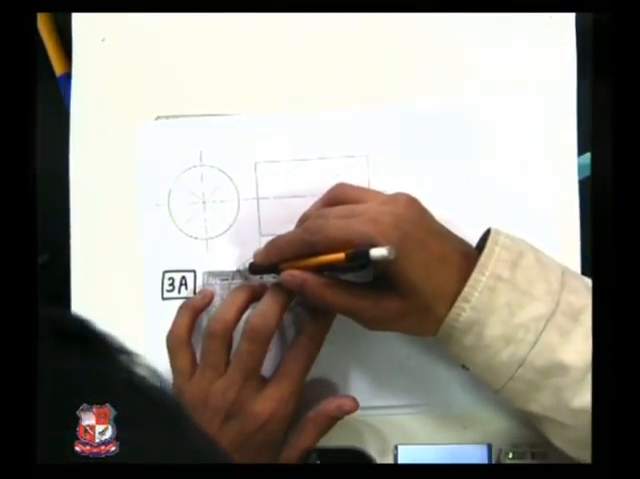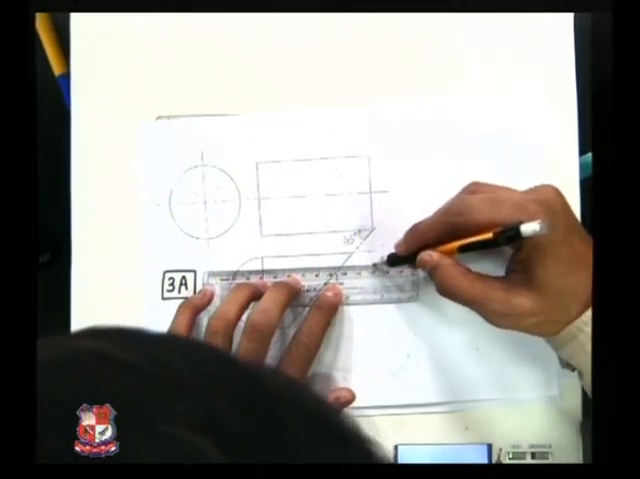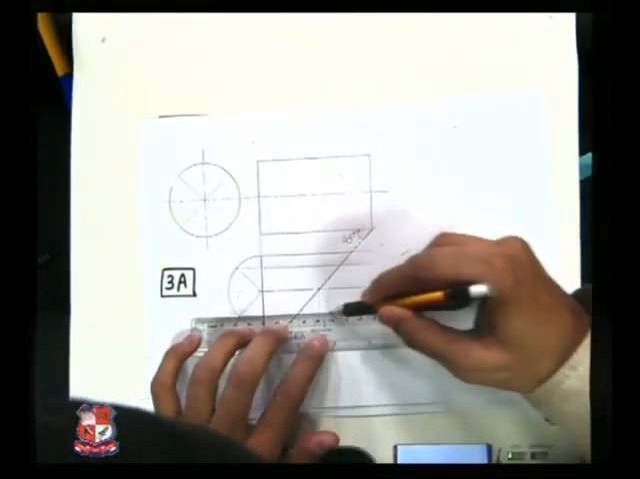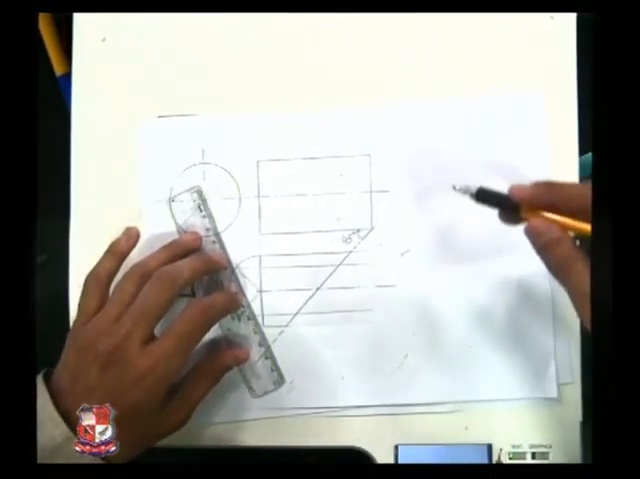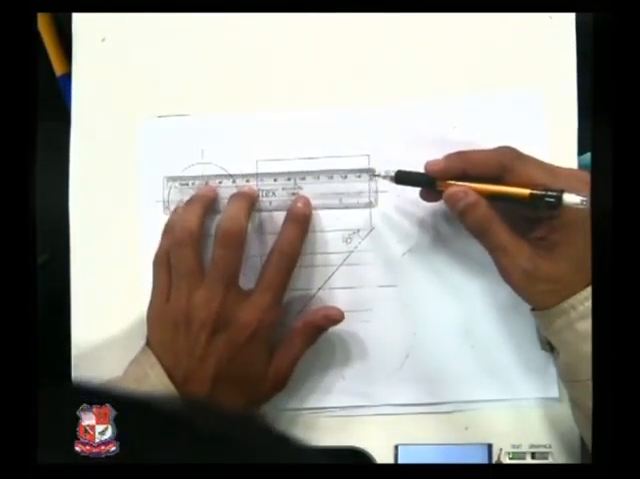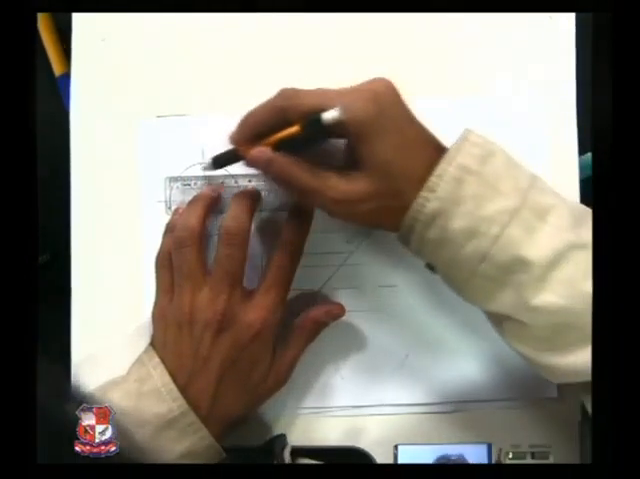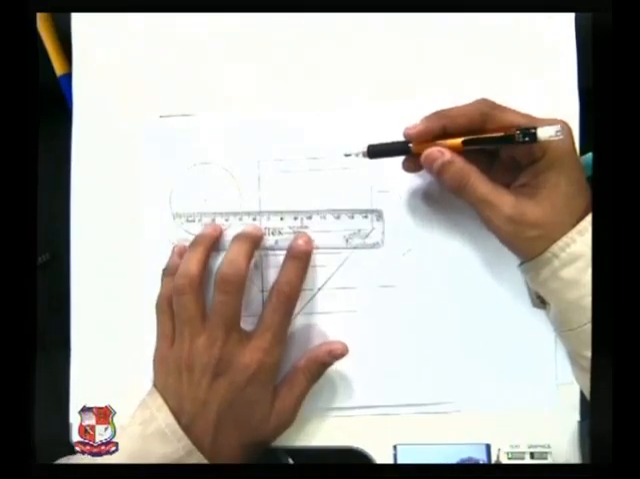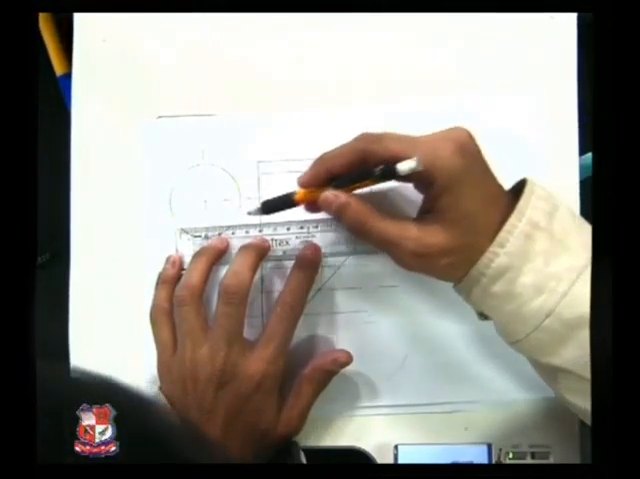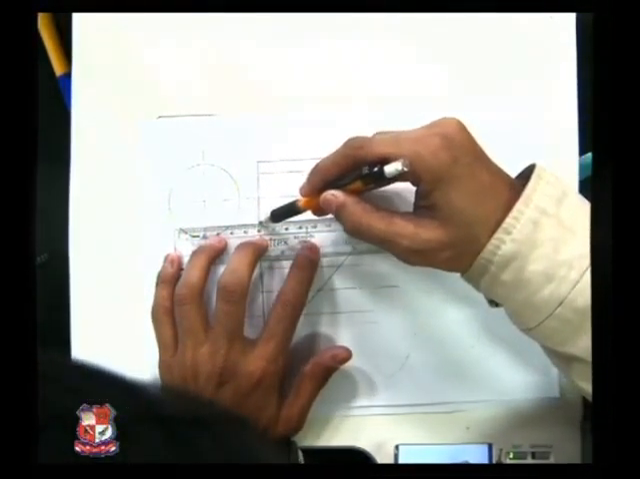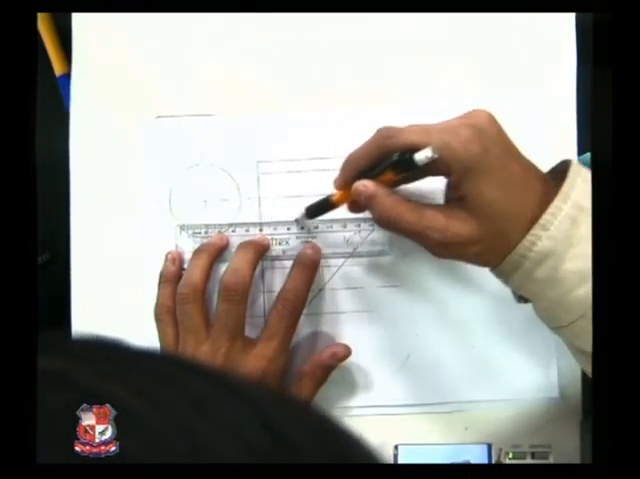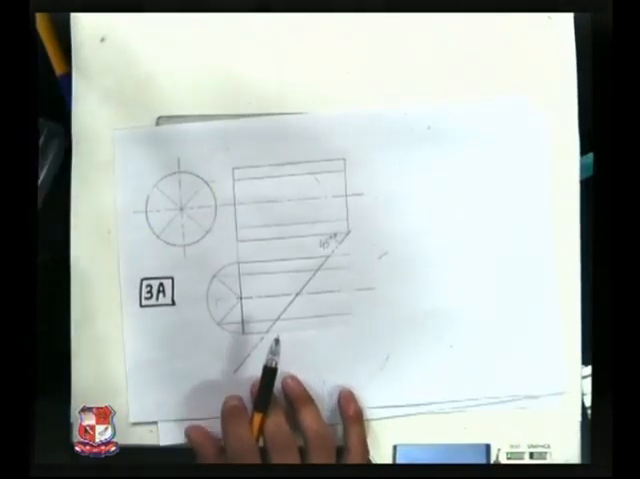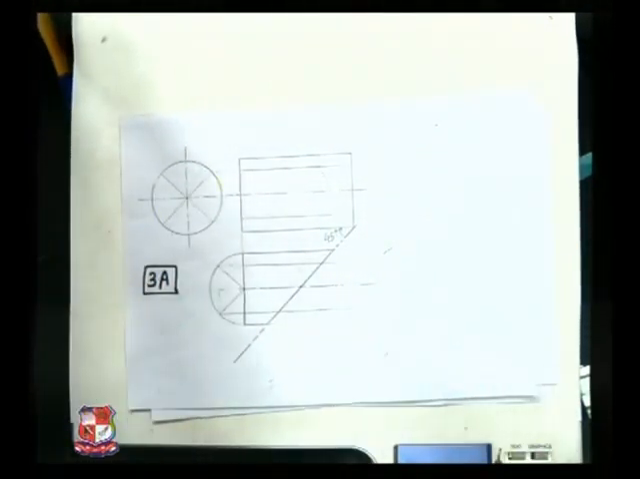From here draw a line, this is an imaginary generator. Similarly from here like this, and on this side also from here take projection, and this is an imaginary line, and from here also take projection. This is an imaginary line. So we have drawn all imaginary lines in front view as well as in top view.